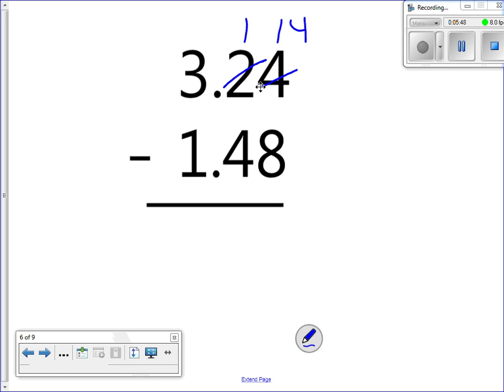14 minus 8, I've got the number 6. Can I take 4 from 1? I can't, so I'm going to cross off this 1 and make it an 11. I'm going to borrow from the 3 and make this a 2. 11 minus 4, I have 7. I'm going to carry the decimal down. 2 minus 1, I have 1. My answer is 1 and 76/100.